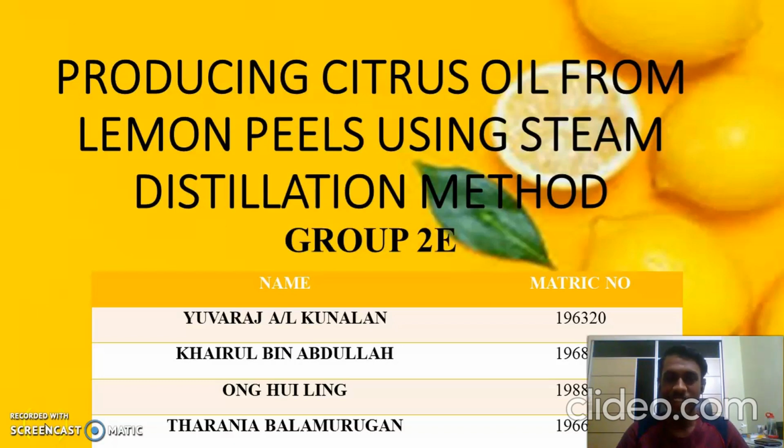Okay, hi Dr. Haikal. Today I'm going to present our open-ended experiment, which is producing citrus oil from lemon peel using the steam distillation method. It is a solid-liquid extraction experiment.